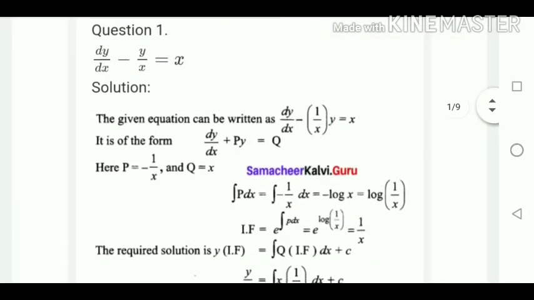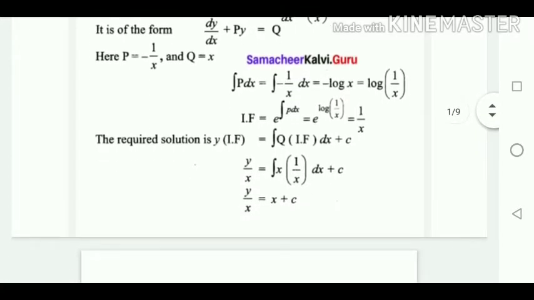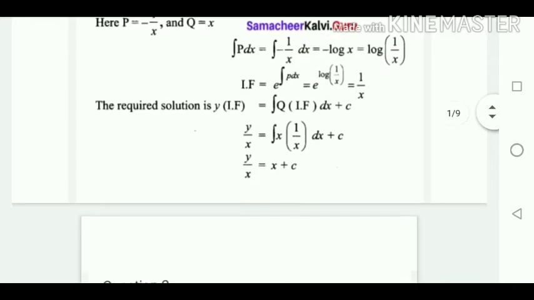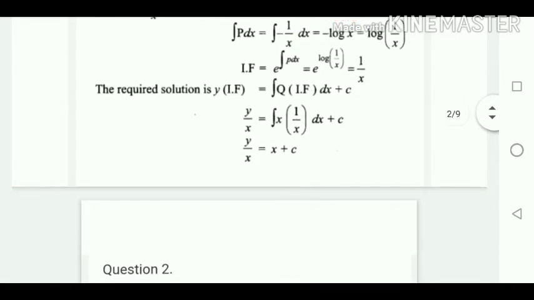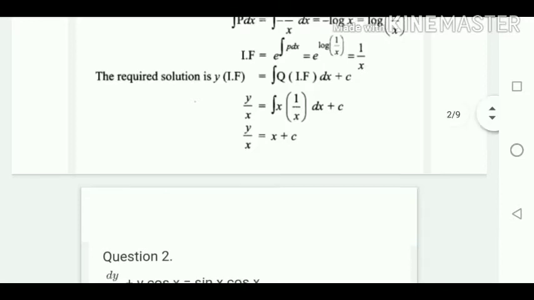Listen, first you change the question into the form dy by dx plus Py equal to Q. Next find the integration of P dx, then the IF equal to e power integration of P dx. Then the solution is y into IF equal to integration of Q into IF into dx plus c.